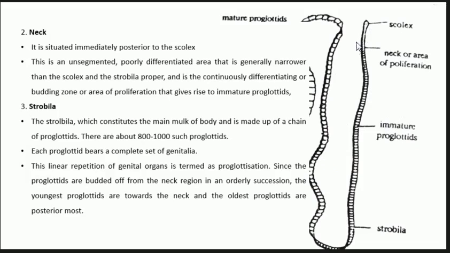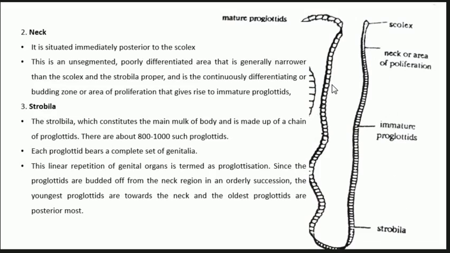So just this much area below the scolex you have a neck area. It is situated immediately to the posterior of the scolex, next to the scolex. This is an unsegmented, poorly differentiated area that is generally narrower than the scolex, remember, and the strobila. So this portion is narrower than the scolex as well as the strobila region.